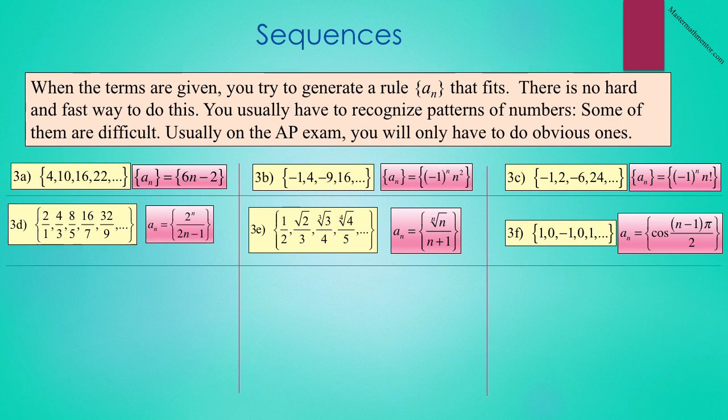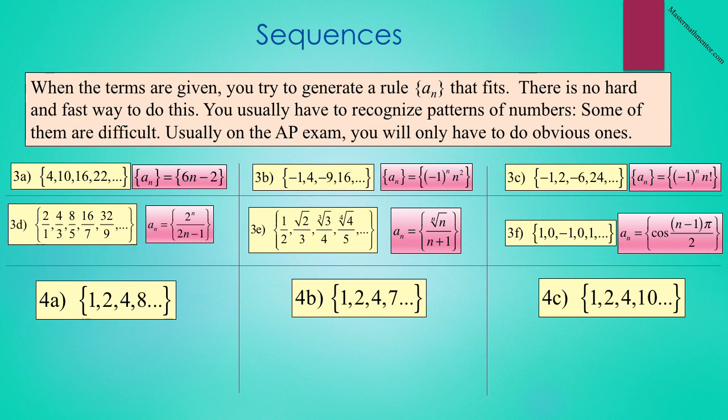We know that cosine of 0 is 1. The cosine of pi over 2 is 0. The cosine of pi is negative 1, and the cosine of 3 pi over 2 is 0. So this simply becomes cosine of n minus 1 pi over 2.